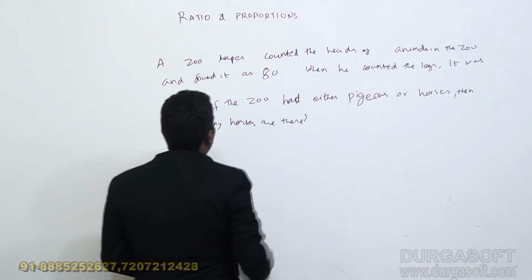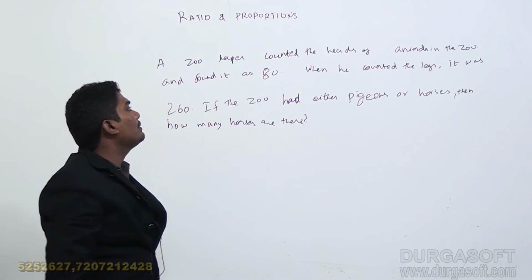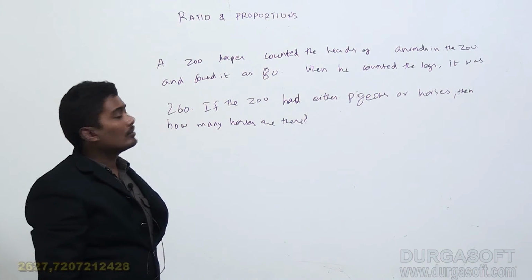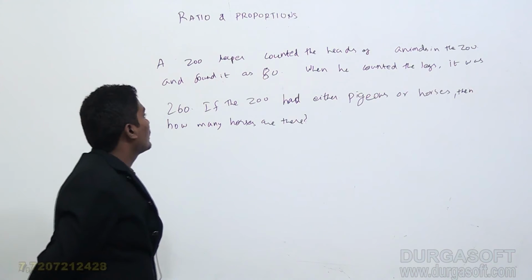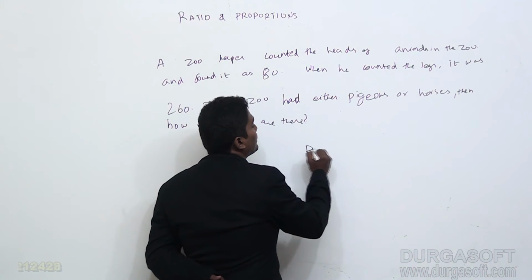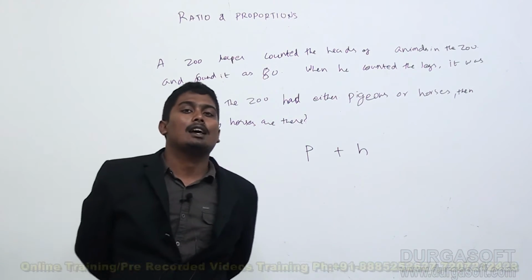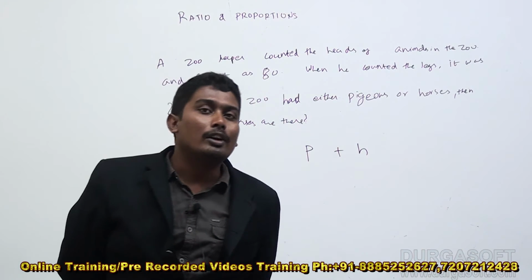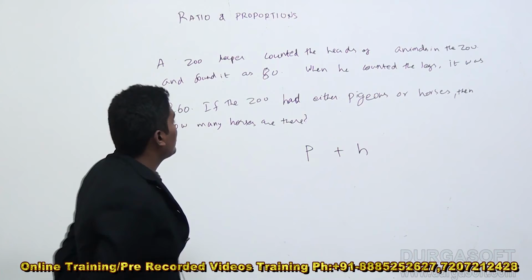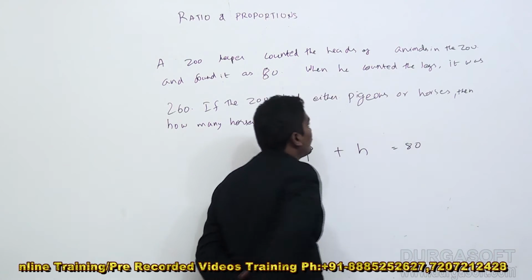So this is the question given. There is a zoo. In the zoo, the total number of animals is 80. So I know that in the zoo there are either pigeons or horses. By or here it means plus, and means multiplication, or is addition. So p plus h, this value is given as 80.